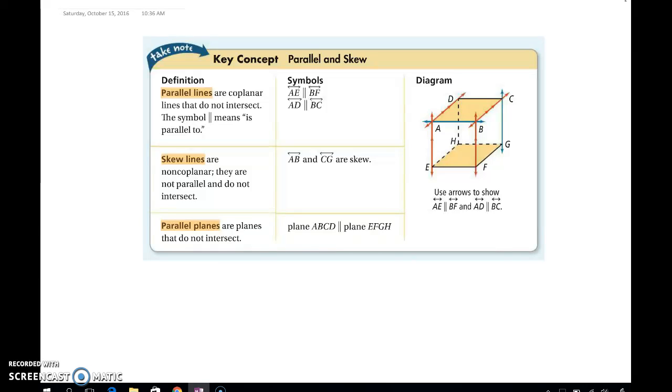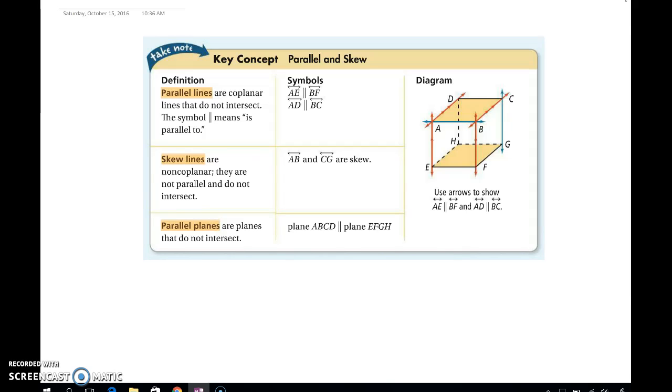All right, next we're going to move on to Chapter 3. And Chapter 3 talks about parallel and perpendicular lines. The first section of Chapter 3 we're going to break out into two different videos. The first video we're just going to talk about the different types of lines and planes that we can have and going over an example.